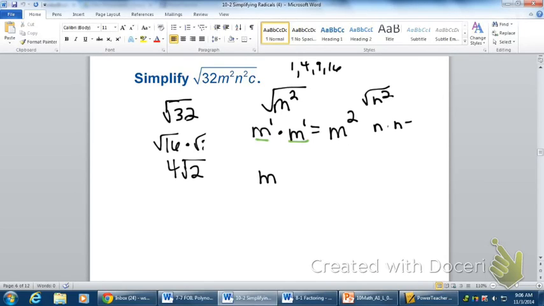Yes, n times n gives me n squared. So that simplified is just going to be flat out n. All right?